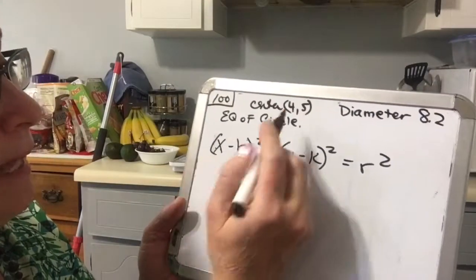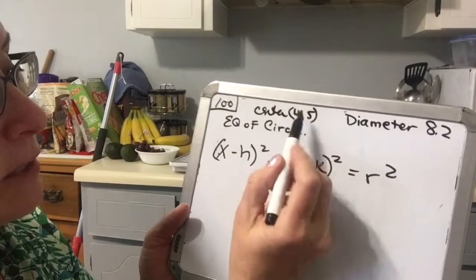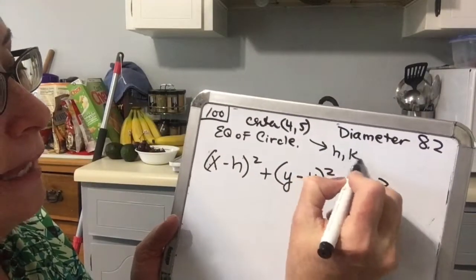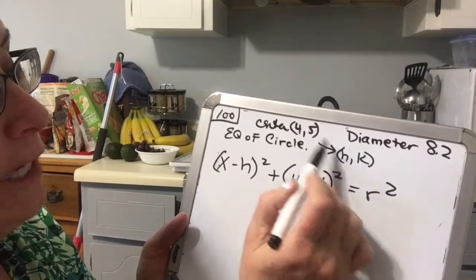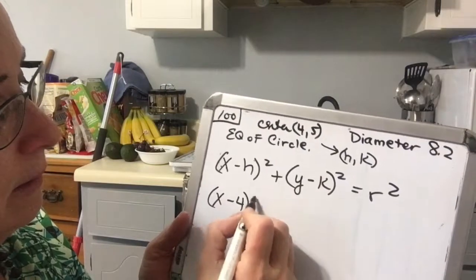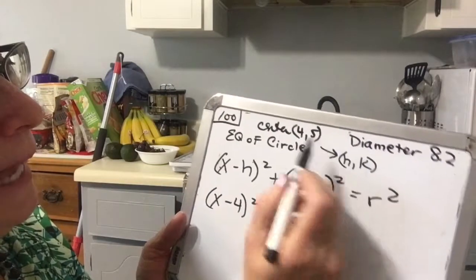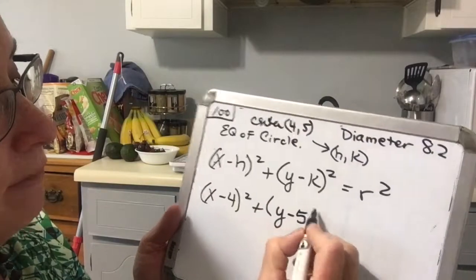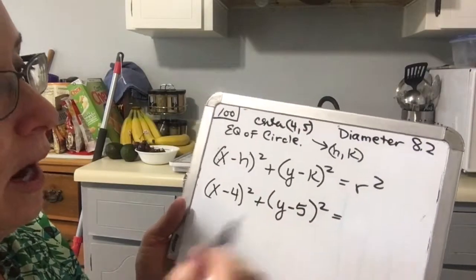So basically, this is my center. When you're looking at your center, it is h, k. So my h is 4, so I'm going to have x minus 4 squared. And my k is 5, so I'm going to have y minus 5 squared equals r squared.